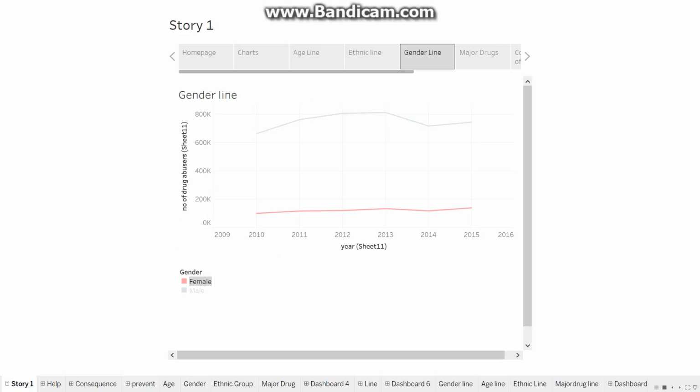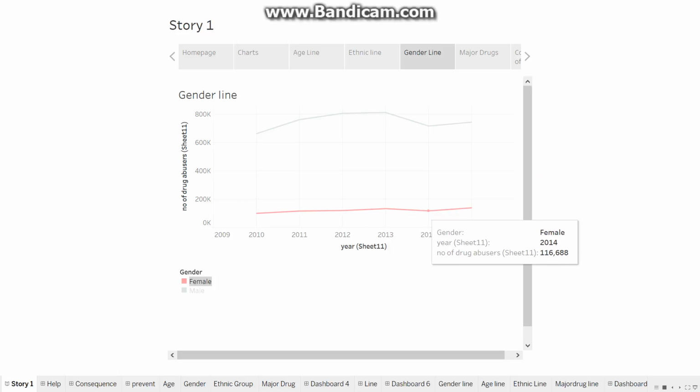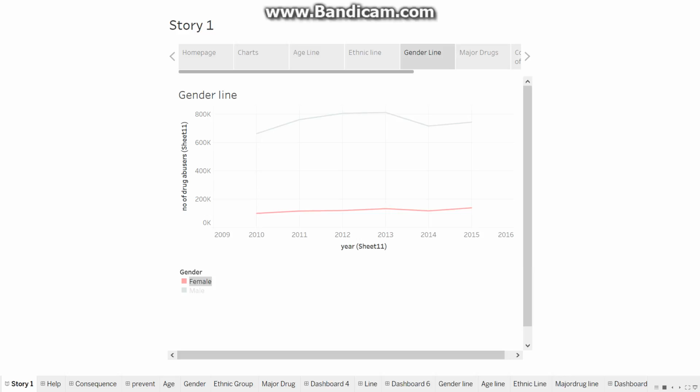Next will be the gender line, which is represented by the male and female. For the male, it has been constantly increasing until 2014. The lowest peak was 717,000 drug abusers. Whereas for the female drug abusers, it has been growing steadily until the highest peak in 2015, which has a total number of drug abusers of 138,000.